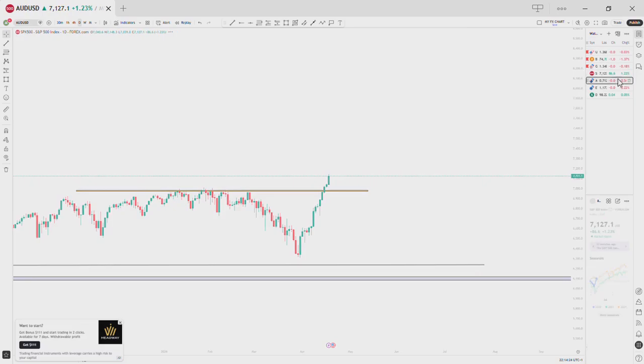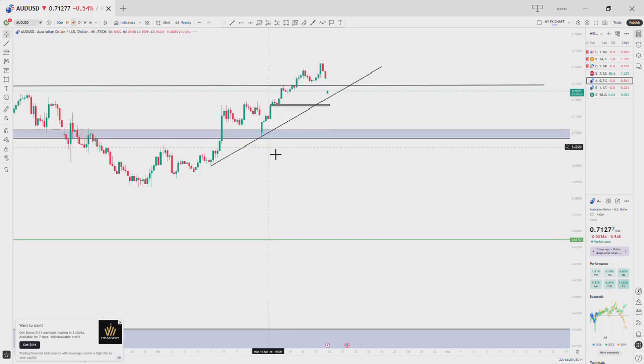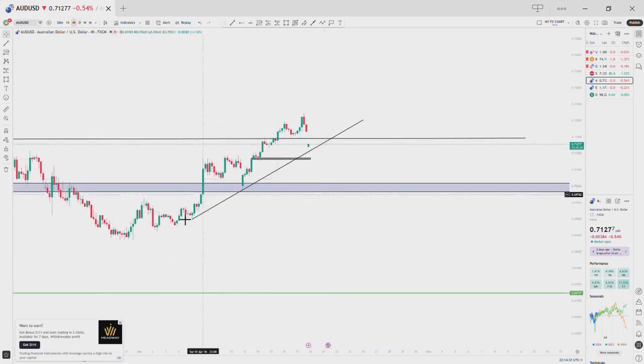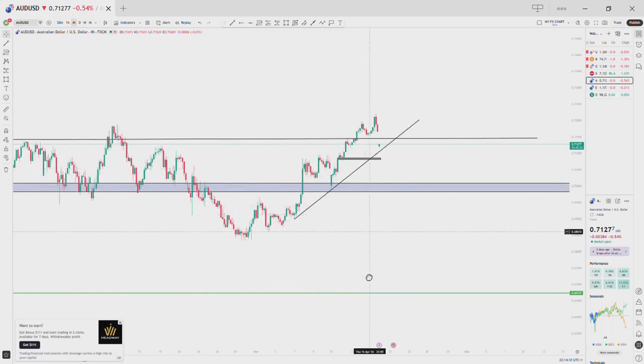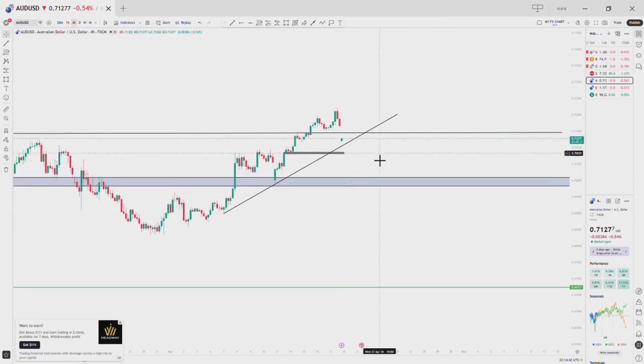Alright. AUDUSD. Are we looking at anything on AUDUSD? Very simple. I was expecting AUDUSD to retrace all the way to this downside. It didn't. On the 4-hour candle, we have the first touch, second touch, third touch of the trend line, and AUDUSD has retraced all the way to this area.